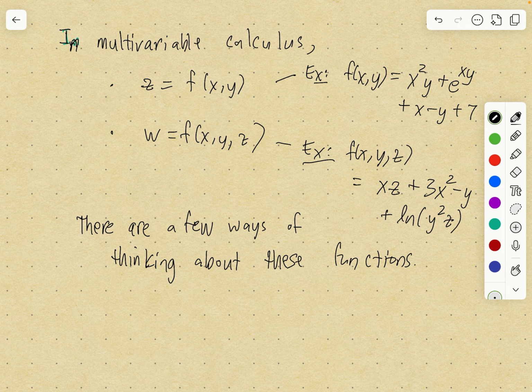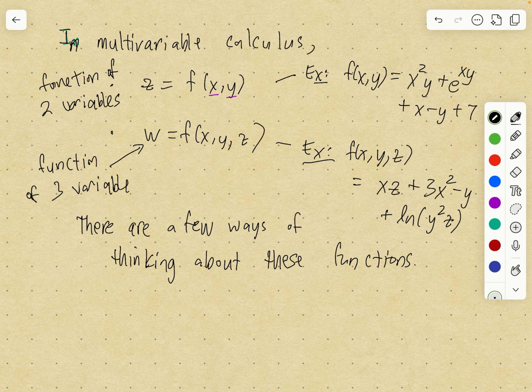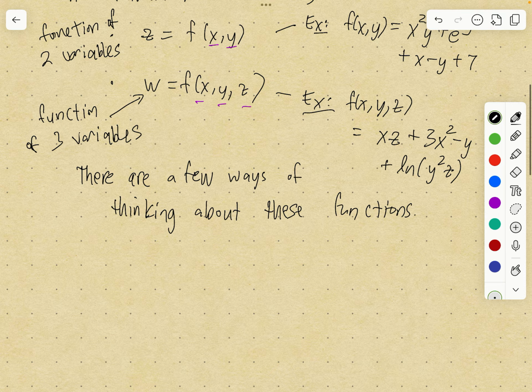So this first case would be a function of two variables. When they say that, they mean two independent variables, x and y, right? This w would be a function of three variables because there's three independent variables, x, y, and z. So let's go back to thinking about how to think about a function of two independent variables. Z equals f of x, y.